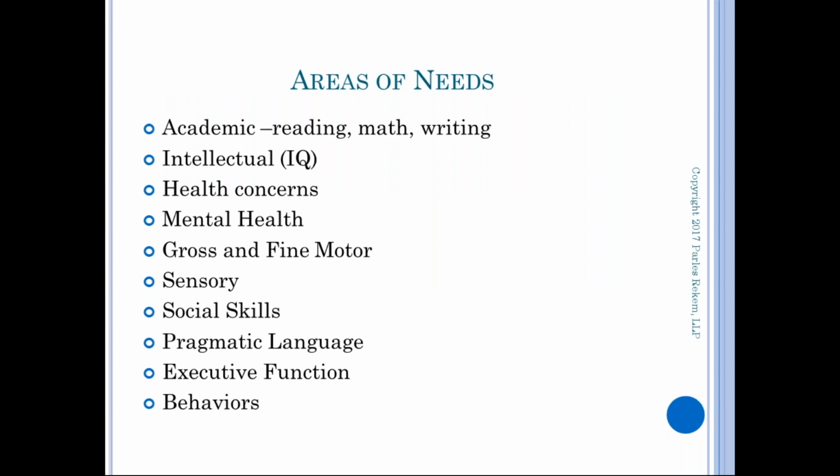So we talk about areas of needs, and this is not a complete list, but these are areas like, again, academic or your intellectual ability, your health concerns, any mental health issues, gross and fine motor skills, sensory, social skills, pragmatic language, which has to do with social language skills that we use to interact with each other, executive functioning skills, skills that help us to plan and focus and organize and remember and juggle multiple tasks. And of course we have behaviors. So these are all areas of needs that we need to discuss with the team.